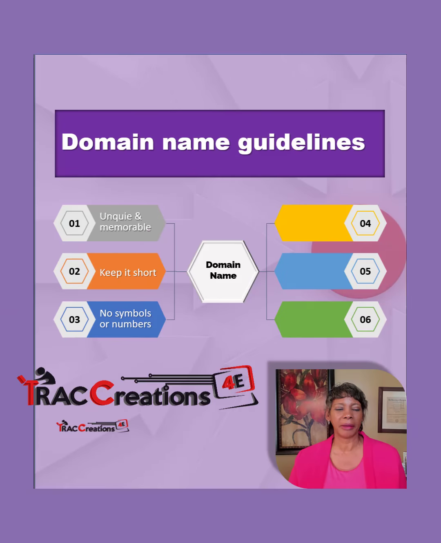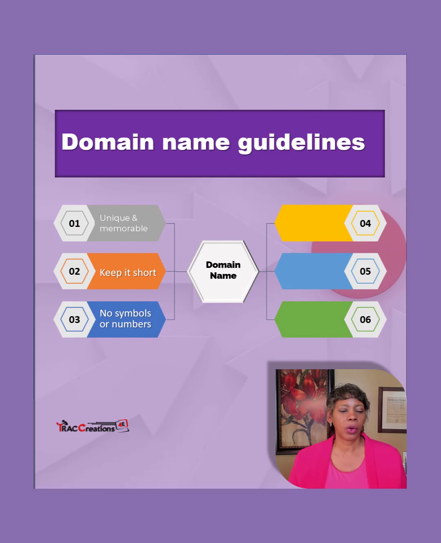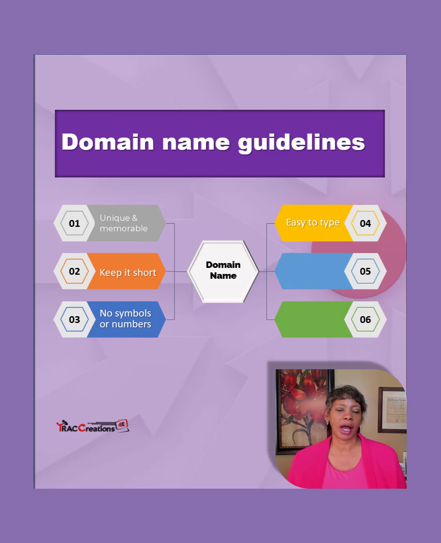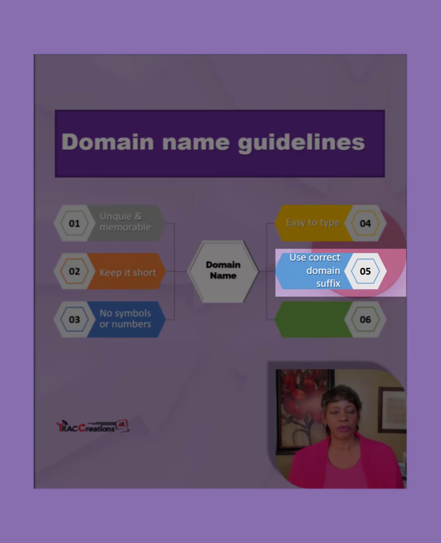I stand by it. Number 4 is make sure that your email address or website is easy to type. It goes back to the top 3 that I just gave you. You want people to easily find you on the internet or type in your email address. Number 5, use the correct domain suffix. I just reviewed all of the common ones with you, so make sure you choose the right one that is aligned with your business and services. And then last, check the availability.